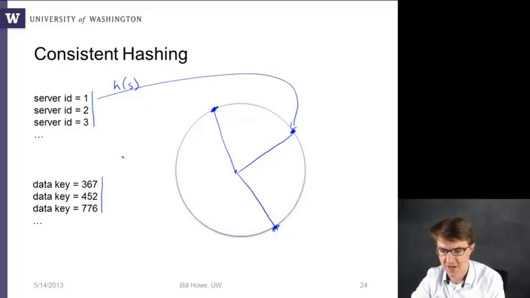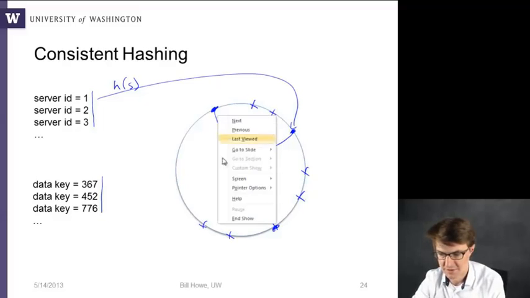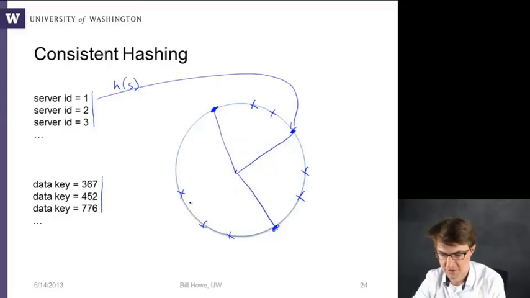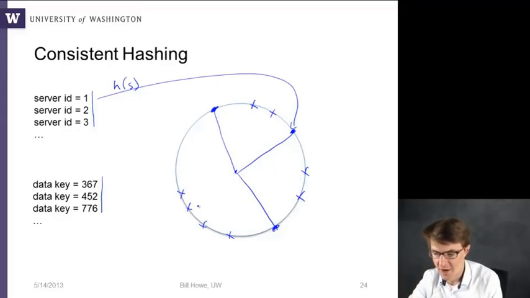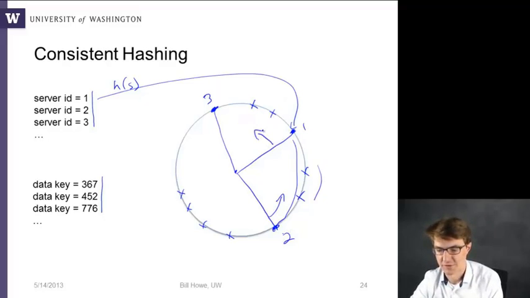And now each key that comes around, I also map it into this circle. So this gets key 1, and this gets key 2, key 3, key 4, key 5, key 6, key 7, and so on. And now this server is responsible for all these data keys. And then this server is responsible for all the data keys in this region. And this server is responsible for all the data keys in this region.